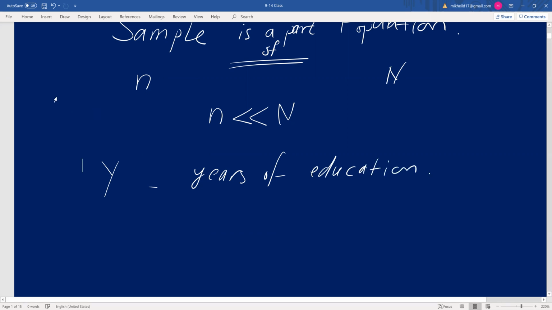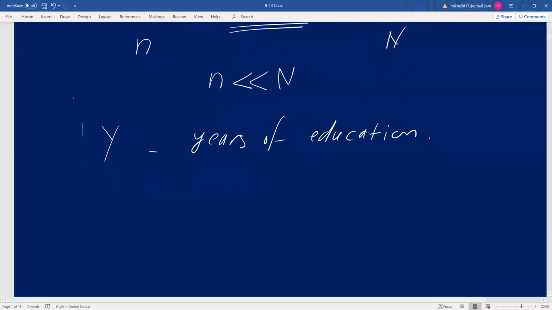Okay, so that means that in the population we will have how many values? Y1, Y2, and so on, Y capital N, right? Are you guys with me? So that means that we have years of education for every person in our population, and the population size, as I said, is capital N.